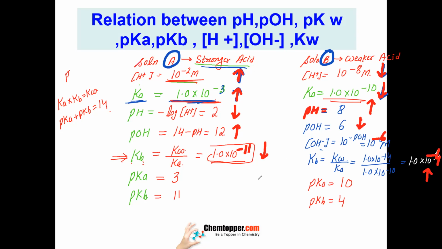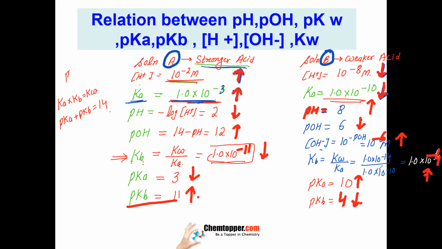Concentration of OH minus here is more. This is more. Kb is more. So pKb is less. pKb is more. pKa is more. pKa is less. Can you see how they are related to each other?